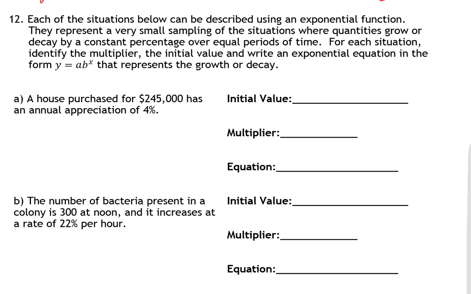So a house purchased for $245,000 has an annual appreciation rate of 4%. First of all, what's the initial value? Yeah, 245,000. What's my multiplier? If I have an appreciation of 4%, what am I multiplying by each year? Say it again, River. 1.04, right? It's going up by 4%. Now, if I was told it's depreciating by 4%, what would be my multiplier? 0.96. Excellent, Maddie. And then finally, what's my equation here?